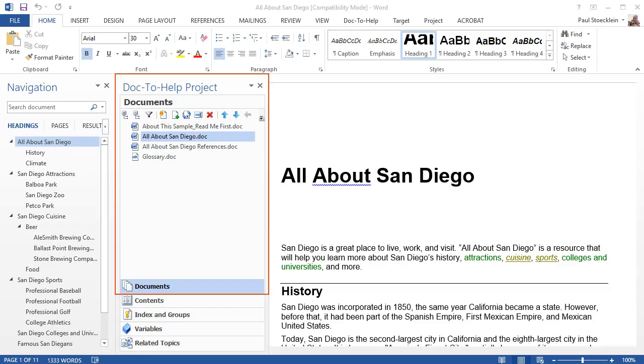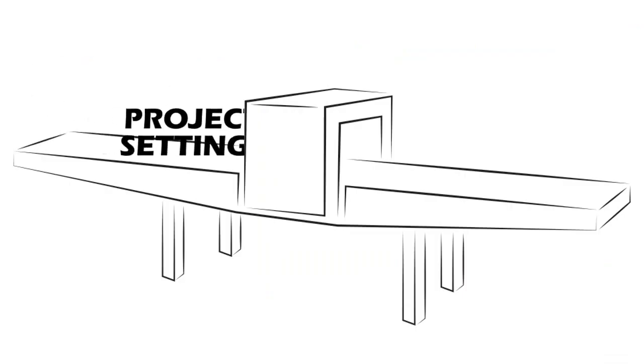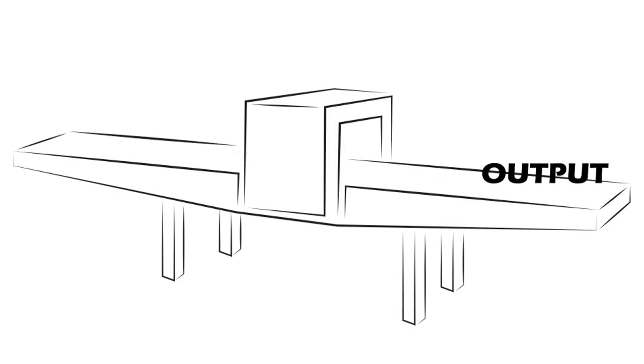You can add as many Word source documents to a Doc2Help project as you want. Then later, when you build a target, Doc2Help will take the source documents and your various project settings, put them together, and process your output.